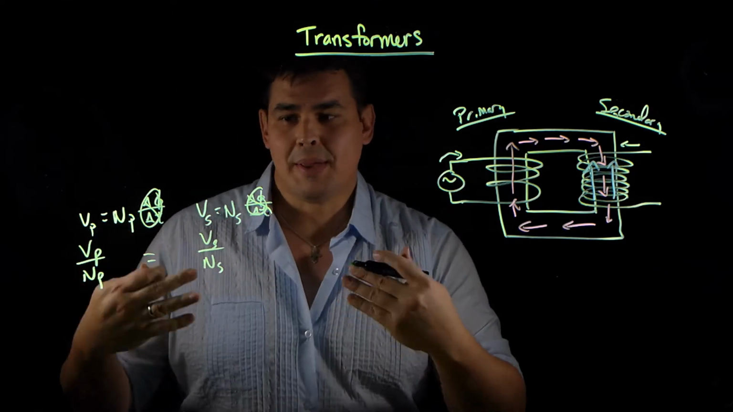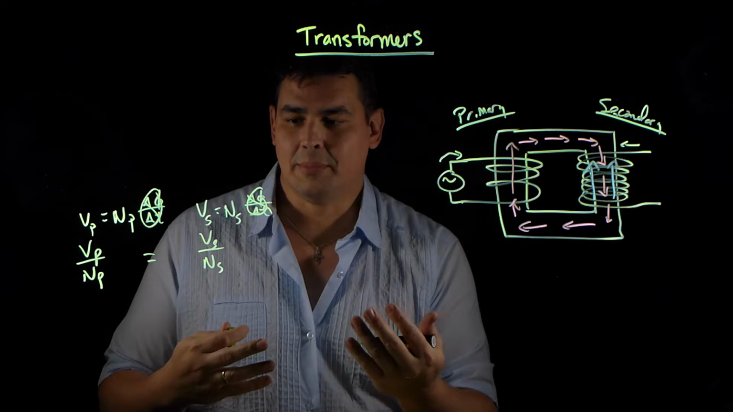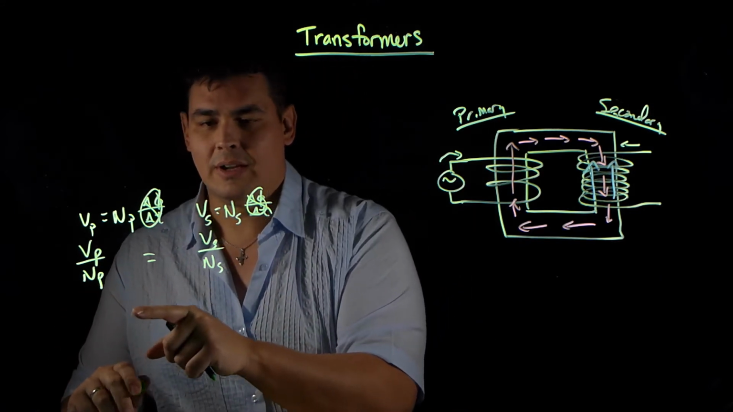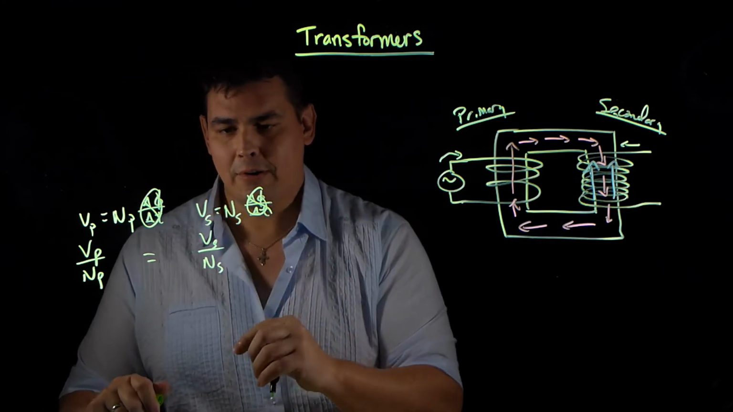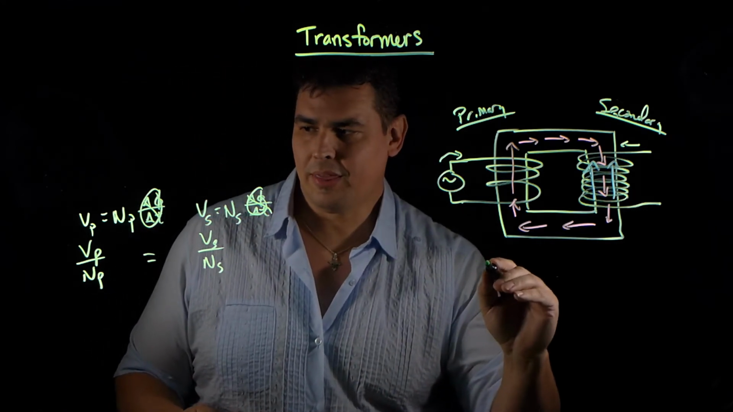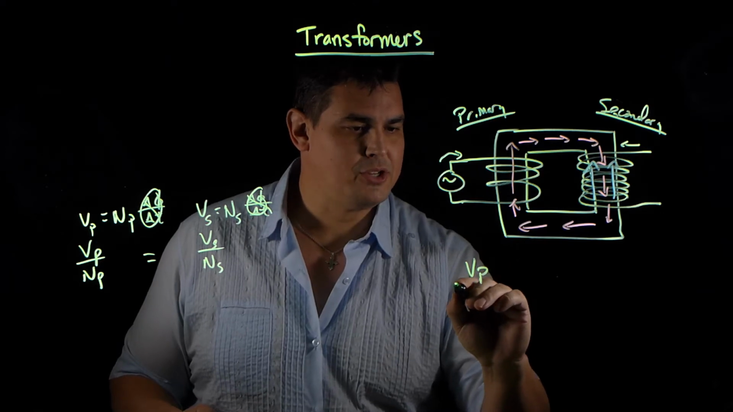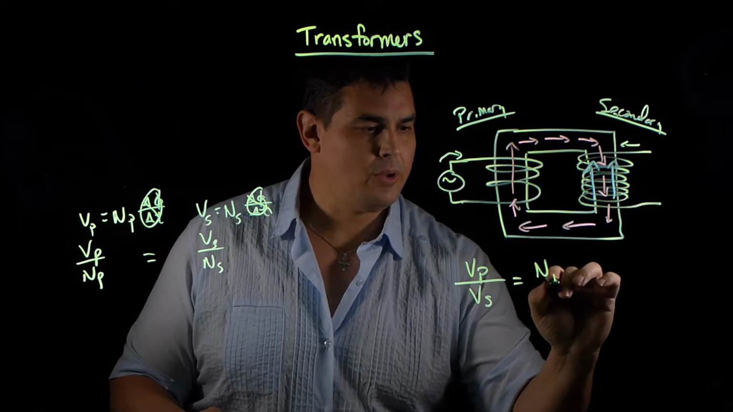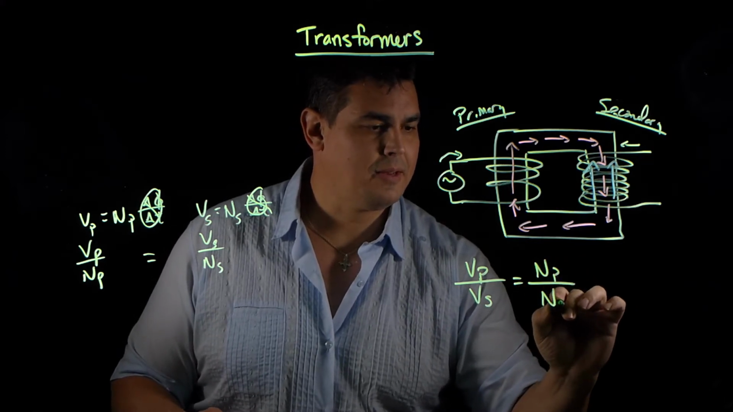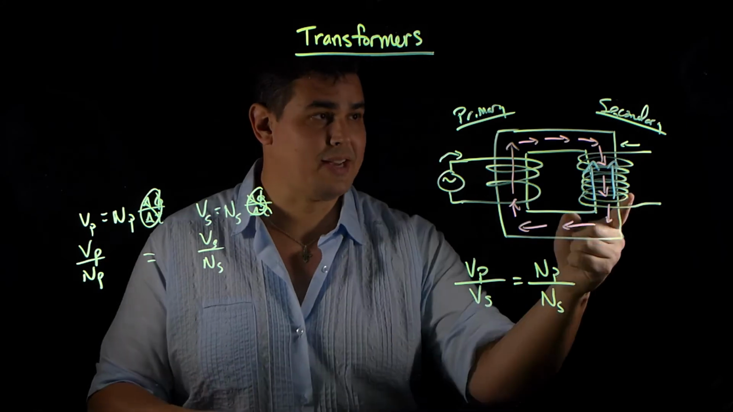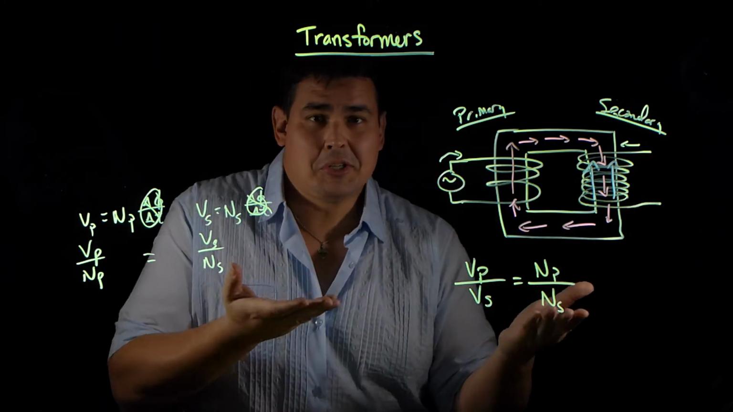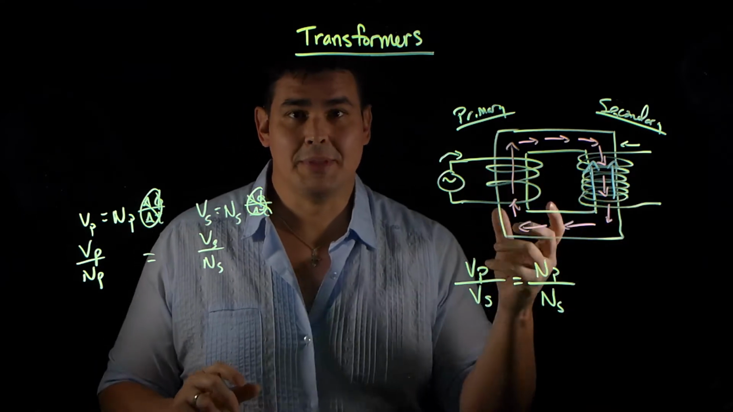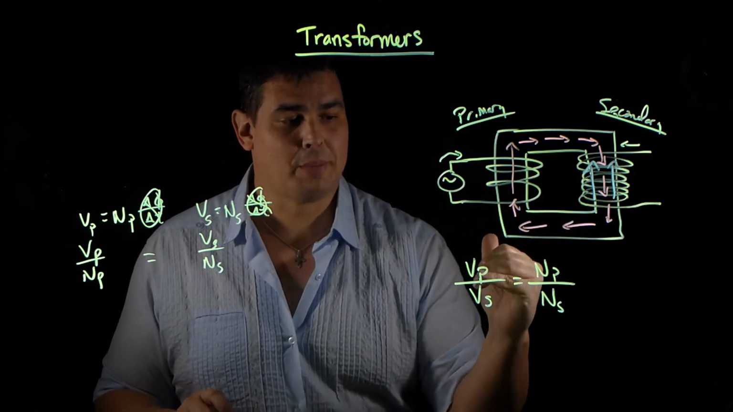And so now let's make this a little useful. Put all my voltages on one side and my number of coils on the other side. So if I divide Vs over and I multiply primary over, I can end up with my primary voltage divided by my secondary voltage equals my number of coils on the primary coil divided by the number of coils on the secondary side. So it's just a proportion. The ratio of the number of coils on the primary to secondary is going to be the same as the ratio of the voltage on the primary to the secondary.